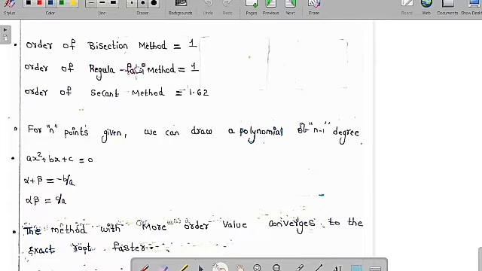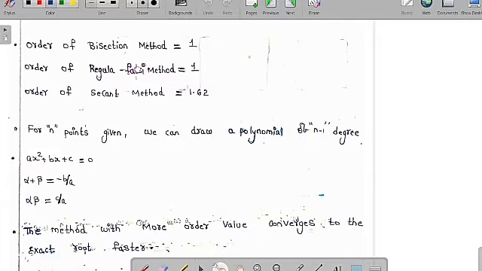Similarly, in the secant method we follow the same procedure as regula falsi, except you can take any two points. You don't need to satisfy the condition f of a into f of b less than 0. So I have already told you the order of the bisection method is 1, the order of the regula falsi method is 1, and the order of the secant method is 1.62.